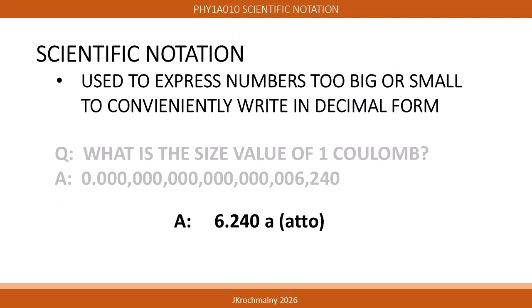Scientific notation is used to express numbers that are too big or too small to conveniently write in decimal form. Converting the number answer, we can state that the size of one coulomb is 6.240A, which stands for atto, which has a numerical equivalent to the real number.